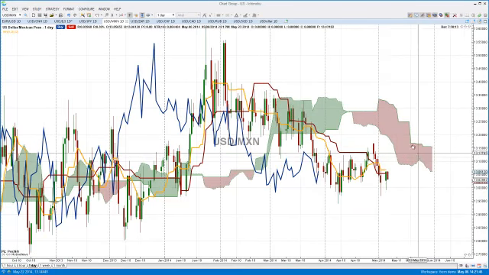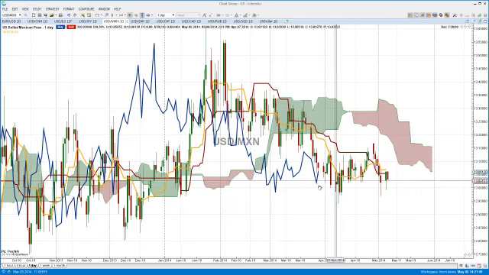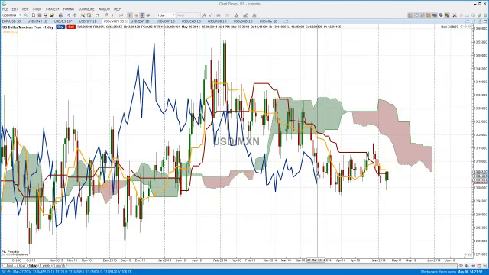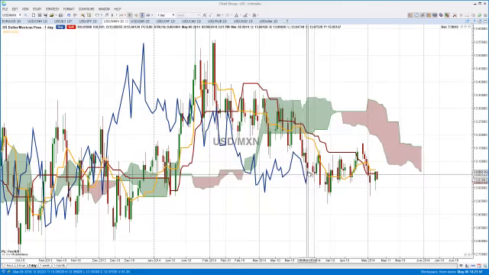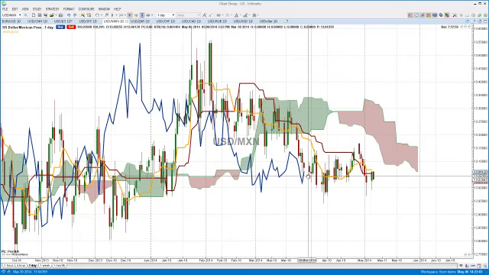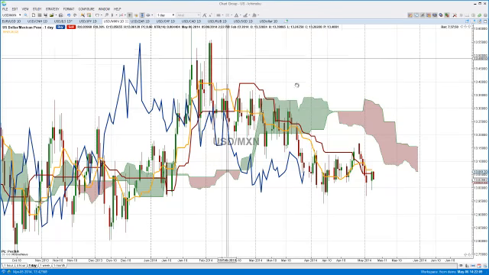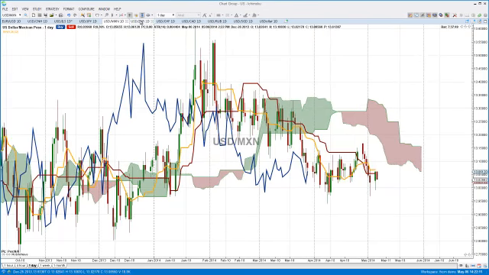Tenkan-sen, Kijun-sen is not in the Kumo, current Kumo, future Kumo is bearish. The Chikou is pointing upwards, heading towards the current price, and it could be in consolidation as it pushes through this particular price barrier. We would like to see the Chikou in open space, or heading towards some open space, before taking some trades on forward.